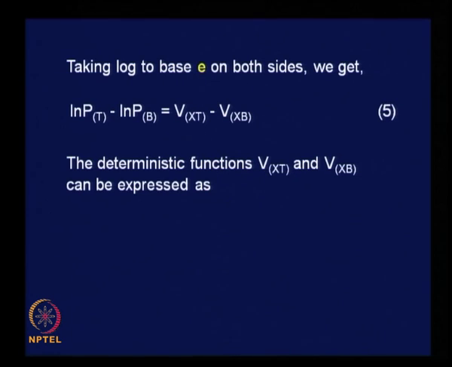The deterministic functions Vxt and Vxb can be expressed as follows. In fact, they are deterministic utility functions pertaining to train and bus. Now, we need to get some functional form for these two utility functions. For that, we need to know what are the variables or factors that we are going to put into the utility function.